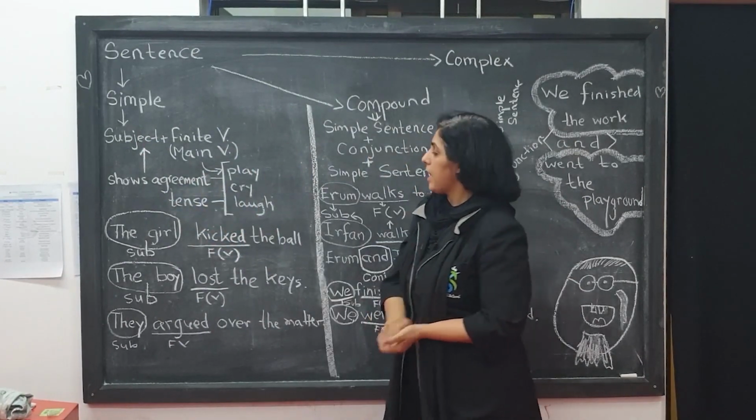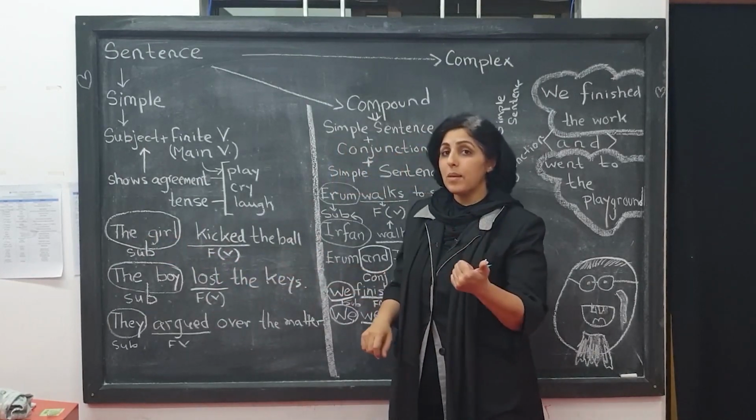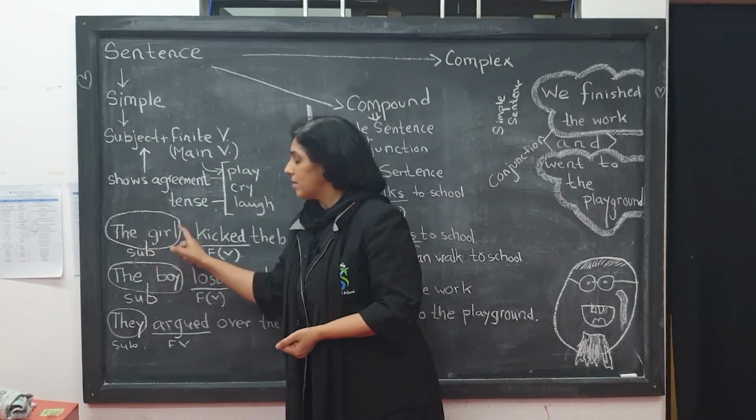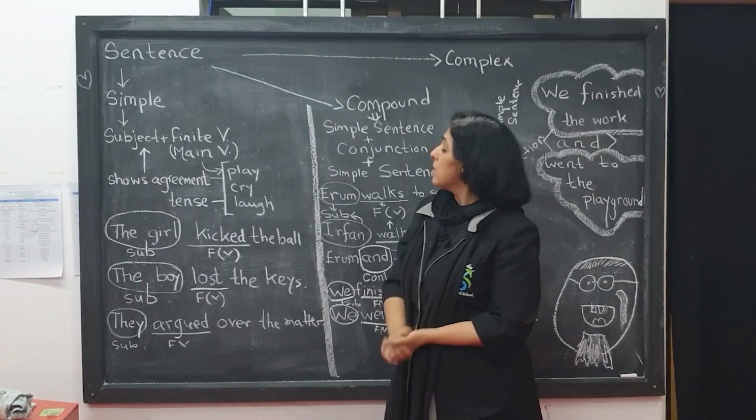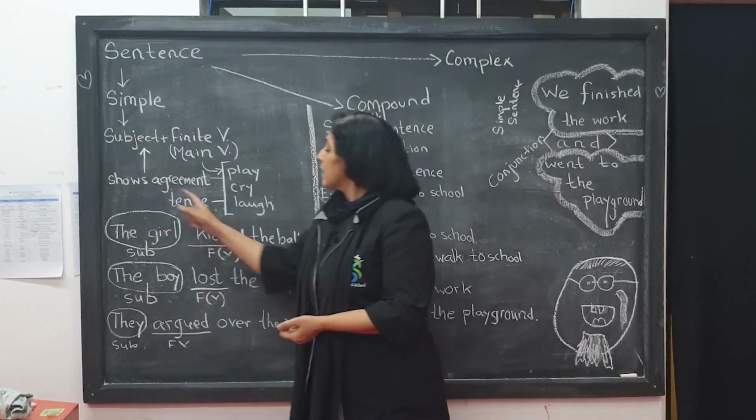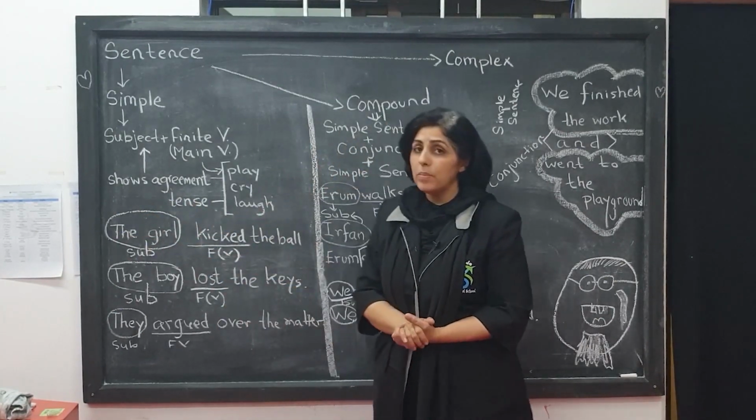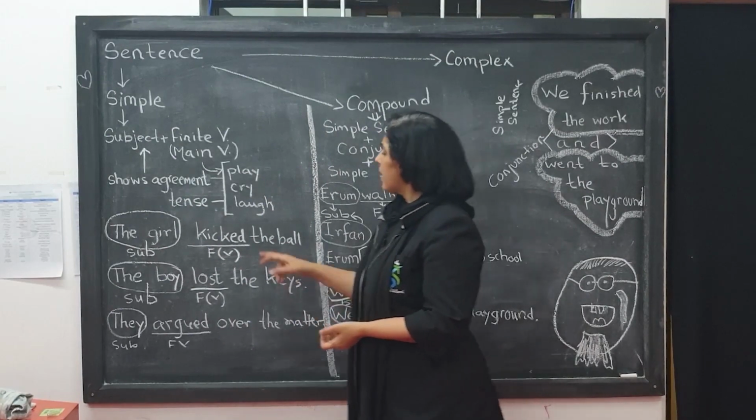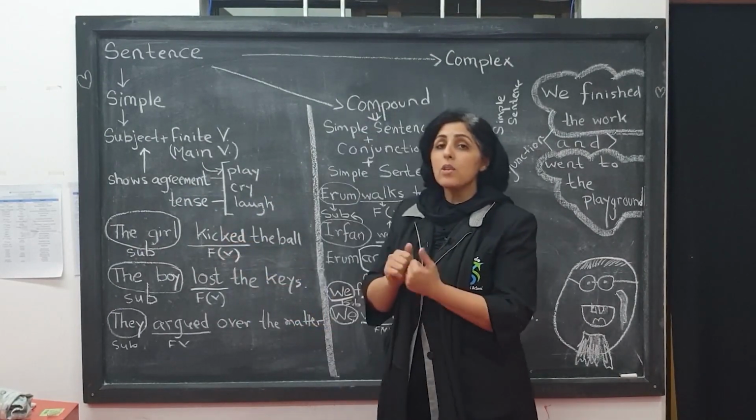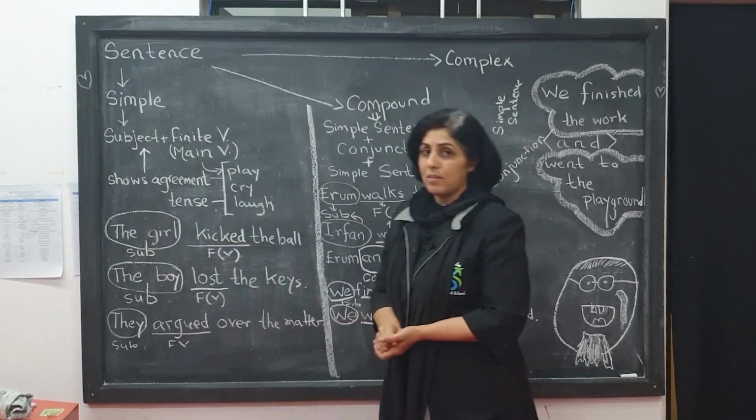Now take a look at this example. The girl kicked the ball. What's the subject? The girl. Why is this the subject? Because she is doing something over here. So this becomes the subject. Kicked. This is the finite verb. And why is this a finite verb? Because this is the main verb. It is telling me what the subject did, right?